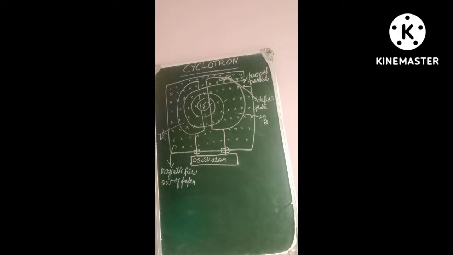Cyclotron is a machine used to accelerate the charged particles or the ions to higher energies. It was invented by Lawrence and Livingston.